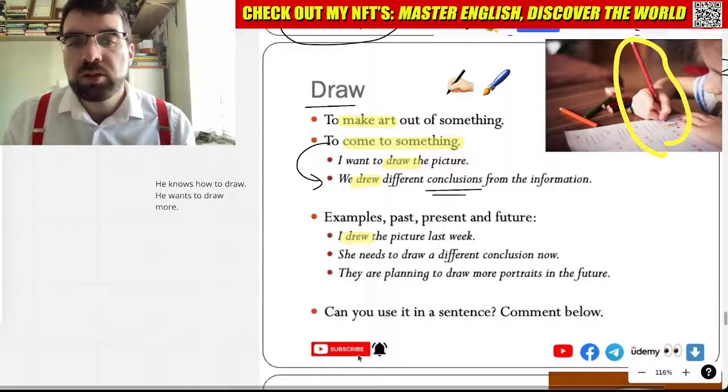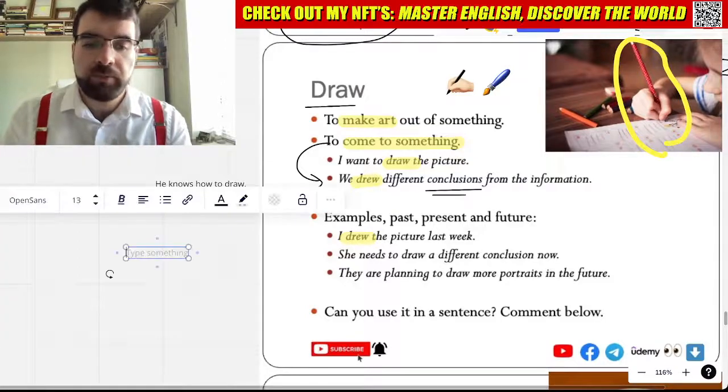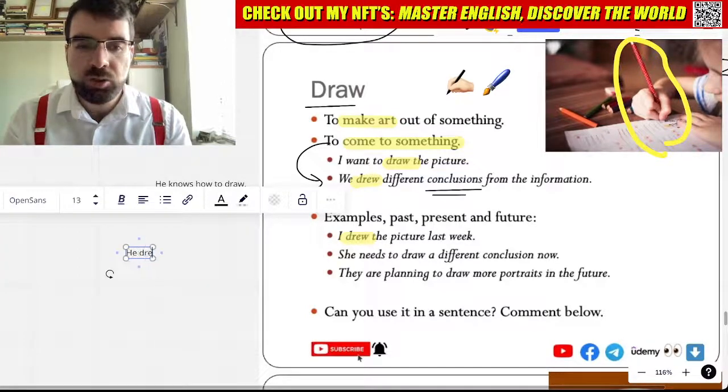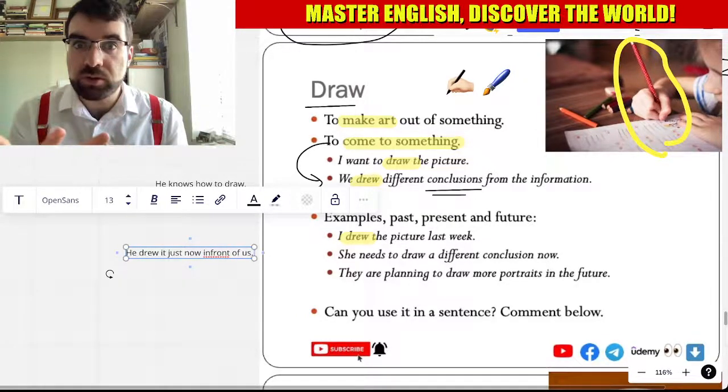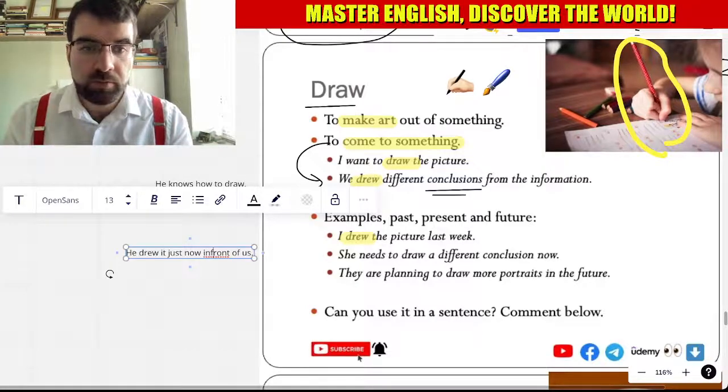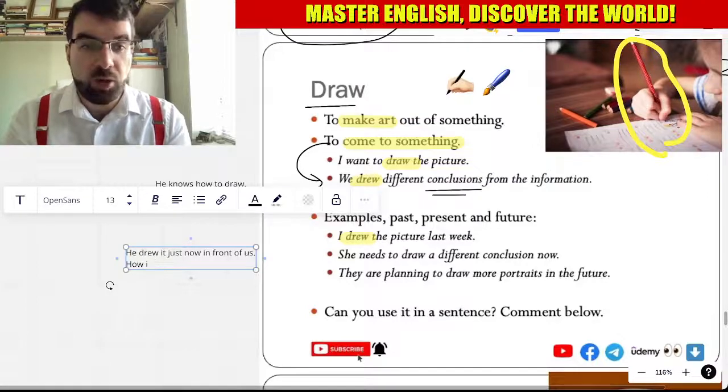I drew the picture last night. He drew it just now in front of us. How is that possible? How was that possible?